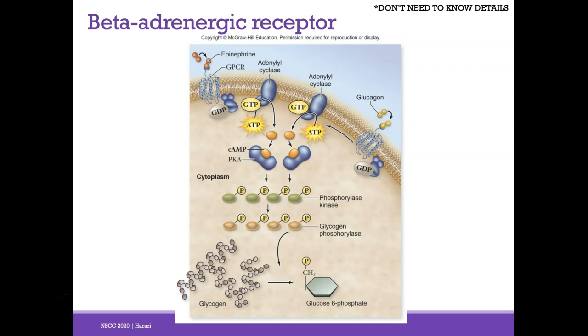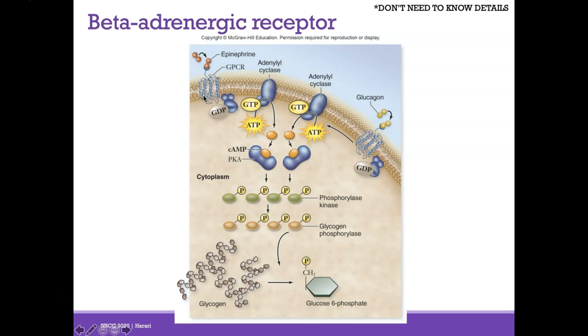How do we do that, right? Epinephrine can't get inside of the cell and tell glycogen to break down into glucose. It doesn't work that way because epinephrine can't get inside of the cell. What happens is it has to bind to the receptor on the outside of the cell first. So it has a special receptor called the beta-adrenergic receptor, adrenergic for adrenaline.